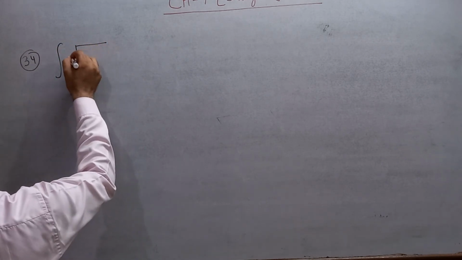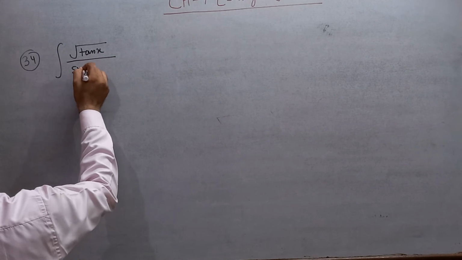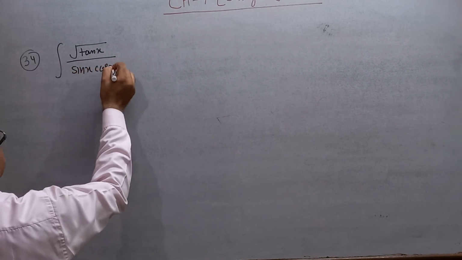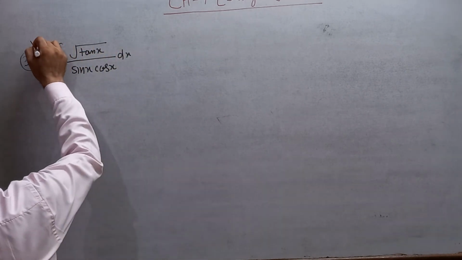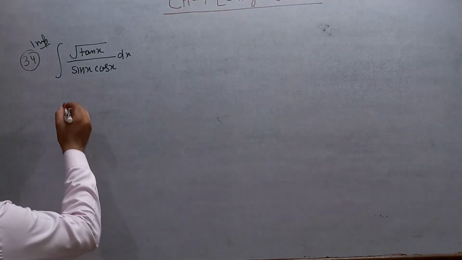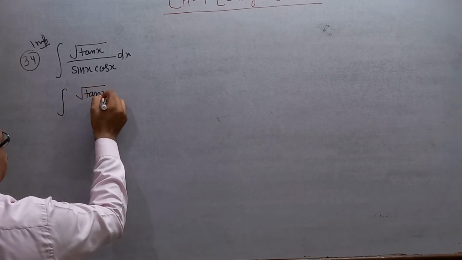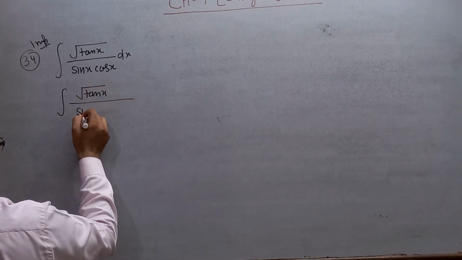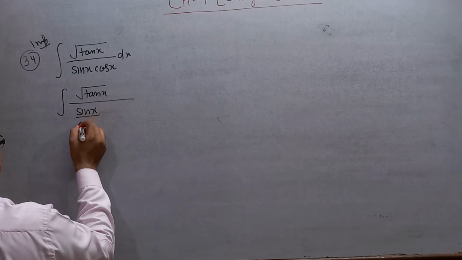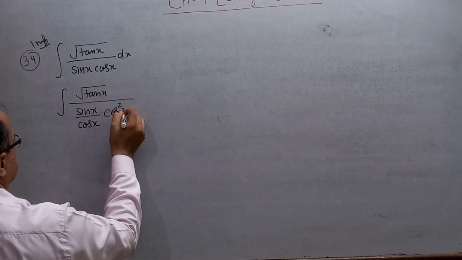Integration of root tan x upon sin x into cos x. Important question. You know that in this question, root tan x upon sin x cos x, multiply and divide by cos x in the denominator.